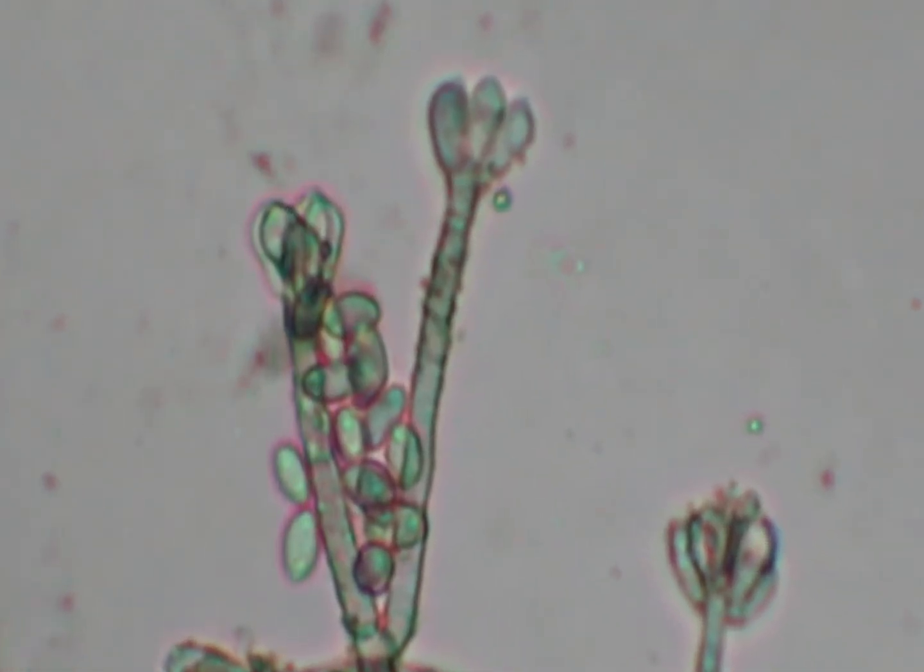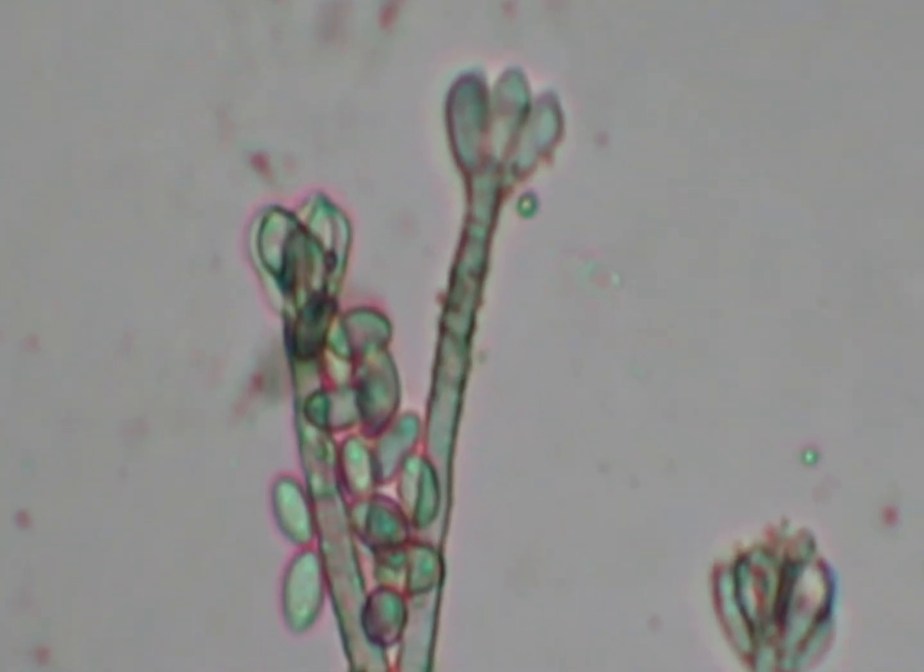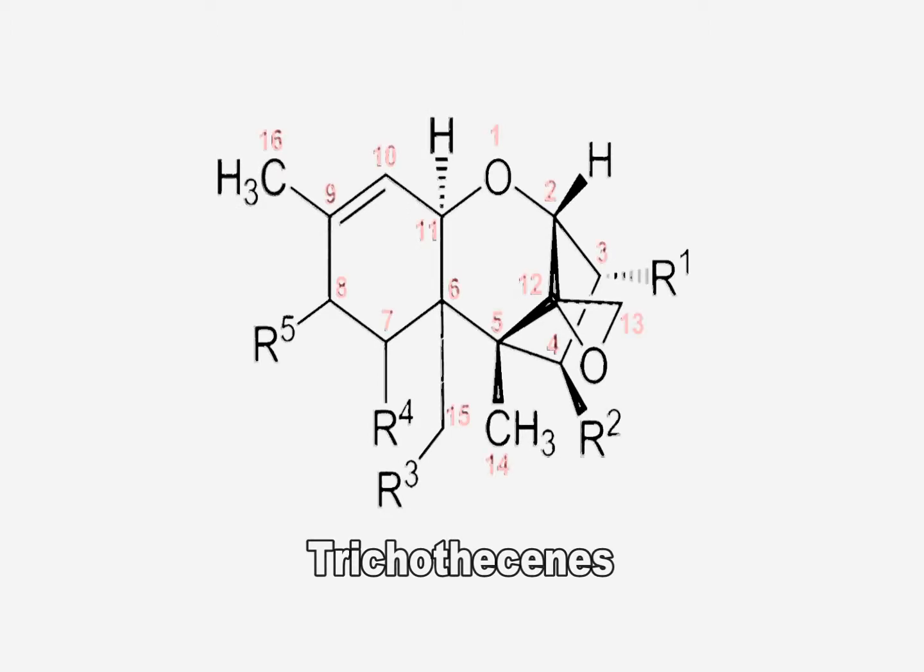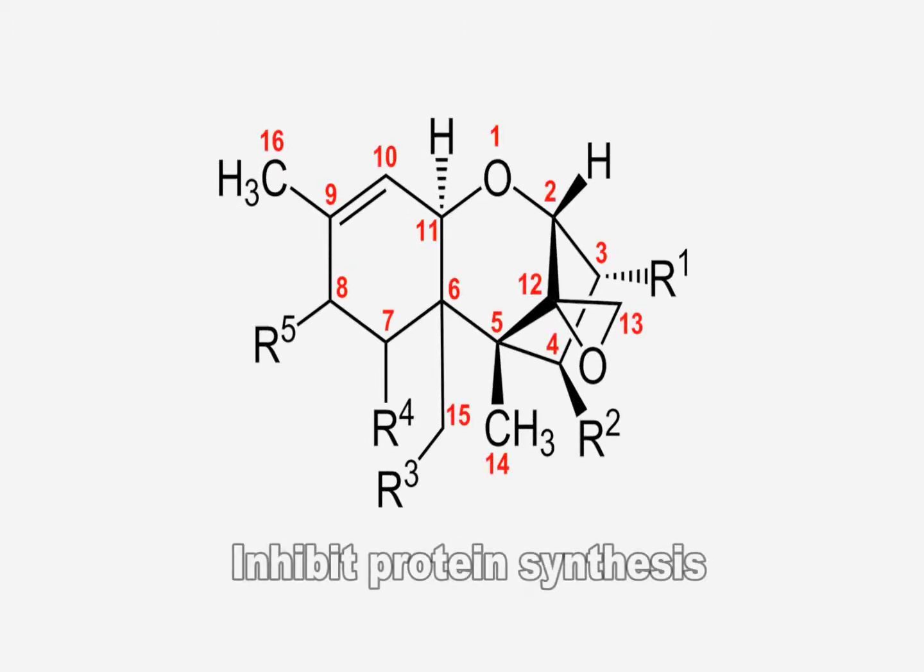Stachybotrys have been found to have the ability to produce mycotoxins known as trichothecins. Trichothecins are powerful inhibitors of protein synthesis. They do this by reacting with components of the ribosomes, the structure within the cell where proteins are made.